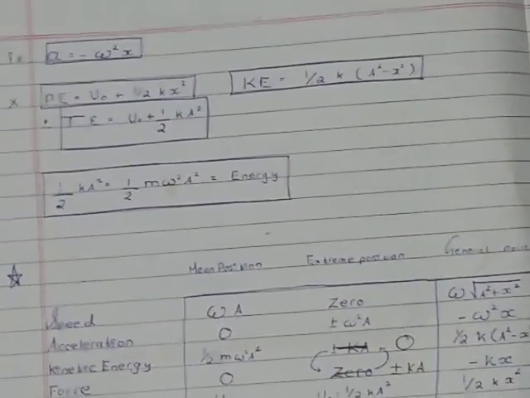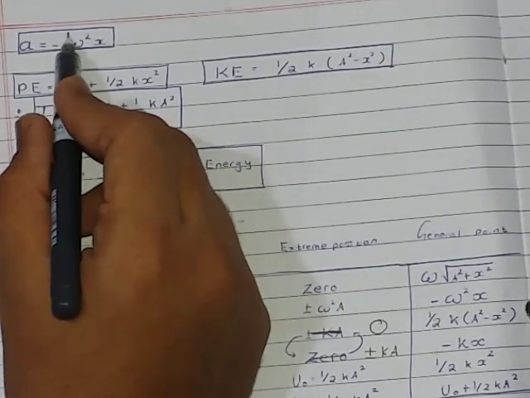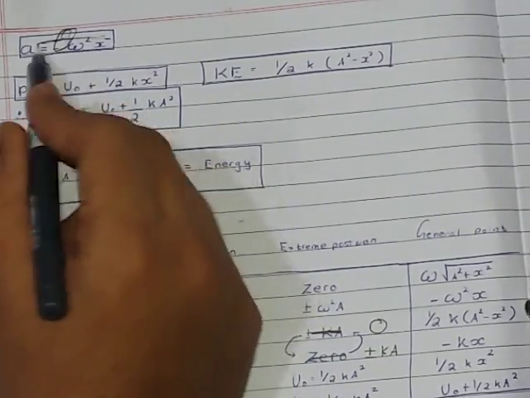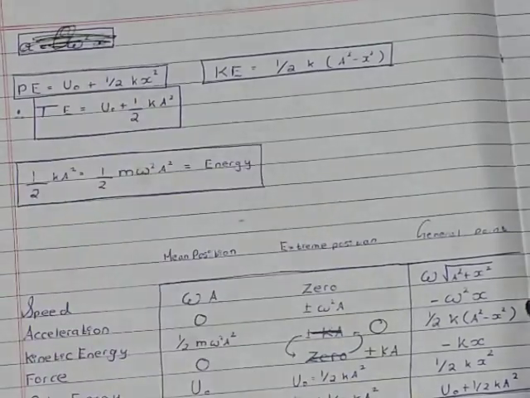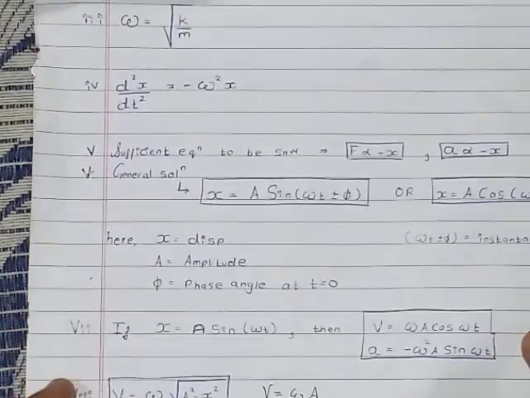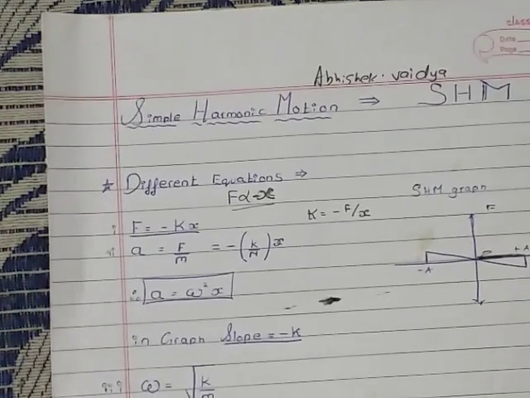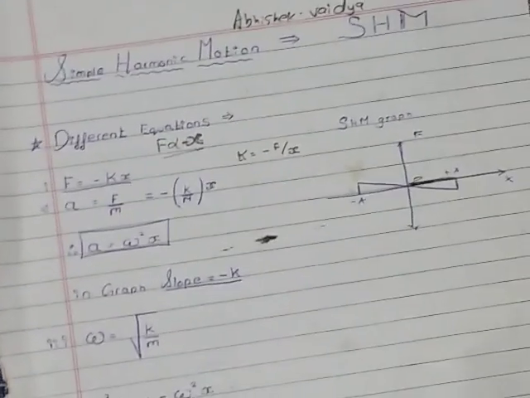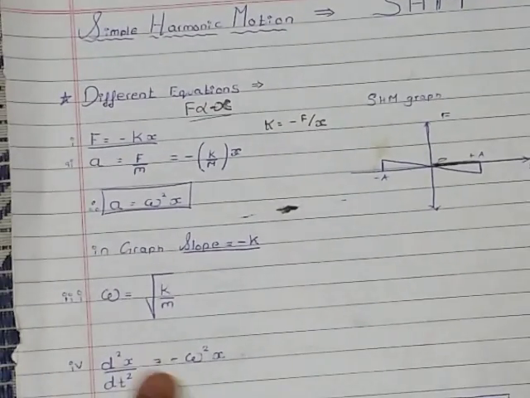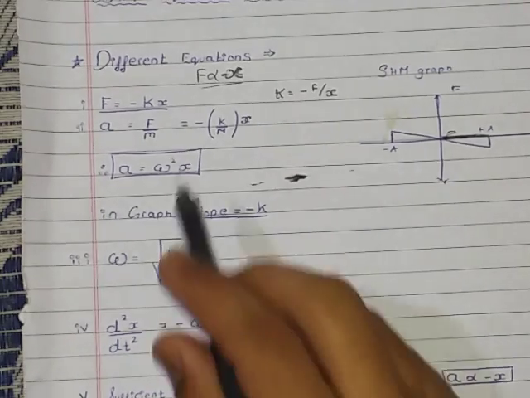Let's go to the next page. Acceleration. Let me get the simple harmonic motion formula. I wrote this formula somewhere. Oh yeah, here. So acceleration equals omega square x. I hope this is sufficient. And here I wrote it.